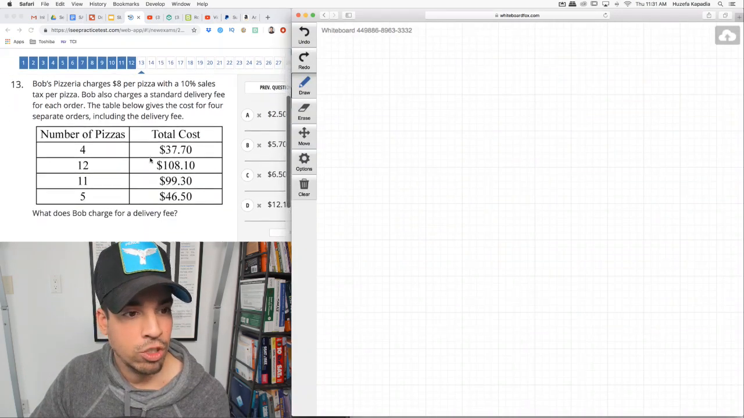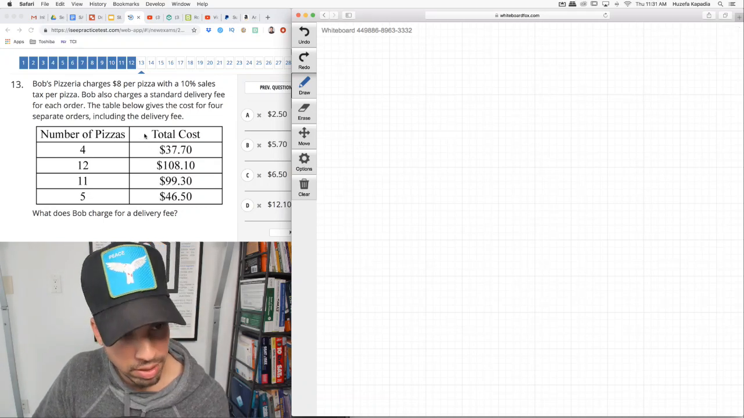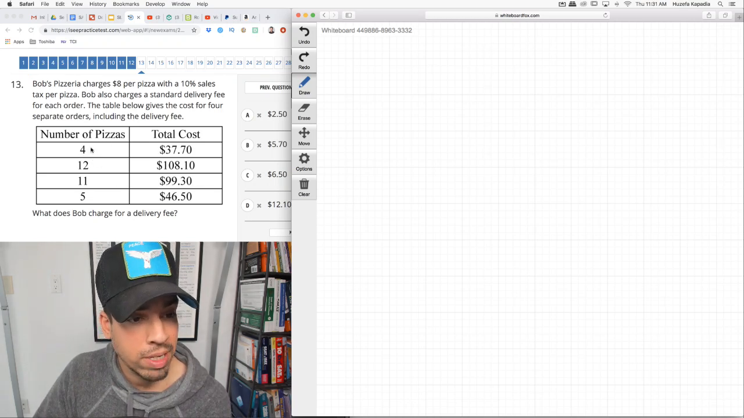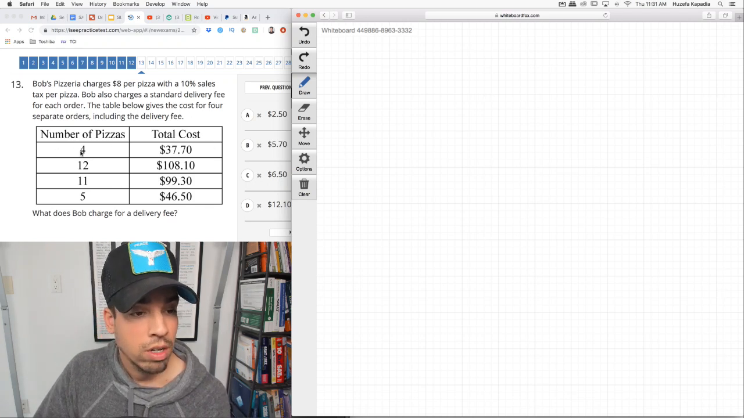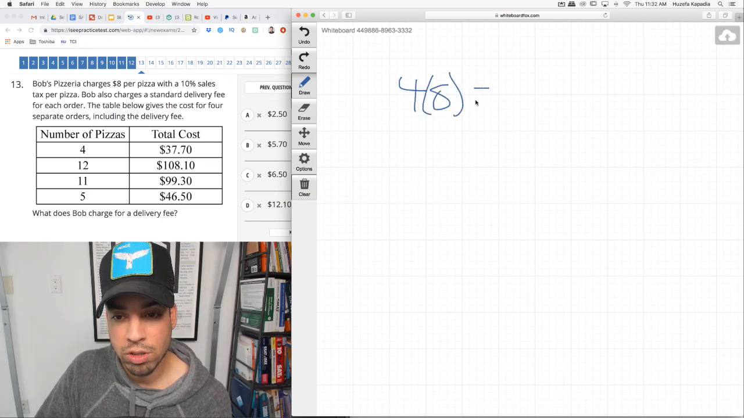Next, Bob's Pizzeria charges $8 per pizza with a 10% sales tax and a delivery fee. Okay, what does Bob charge for a delivery fee? So look, we have all the components, we just don't know the delivery fee. So 4 pizzas, and we only need one of these columns, by the way, or rows. We have $8 per pizza times 4, which is 32.